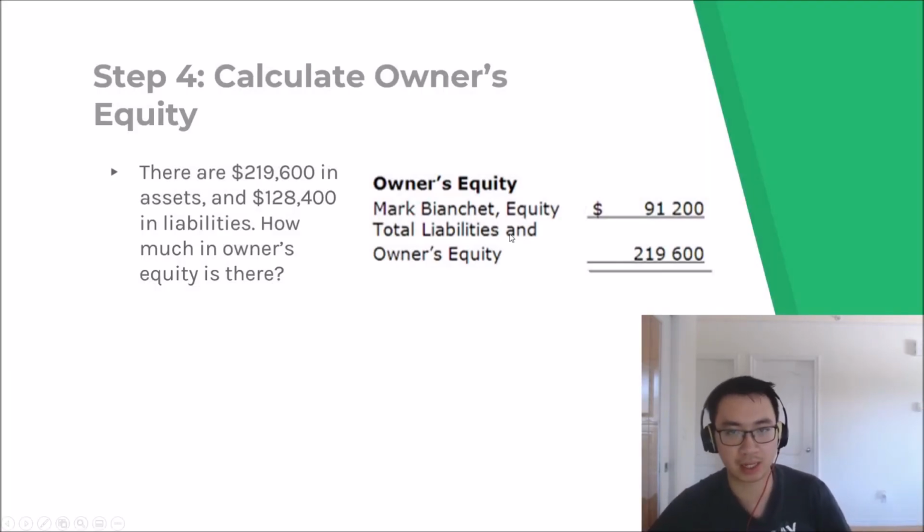So to calculate owner's equity, you're going to have the name of the owner, and you're going to put comma equity, and this reflects how much equity this person has in the company, and then I'm going to add up the total liabilities and owner's equity. So this has to balance. So your liabilities and equity, when they're added together, have to equal the total liabilities and owner's equity.